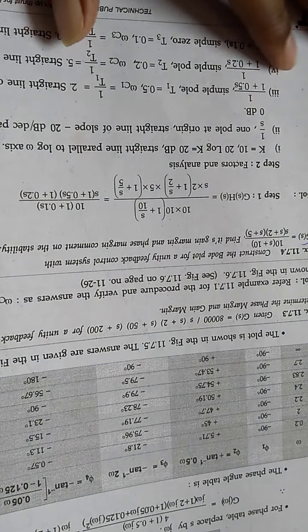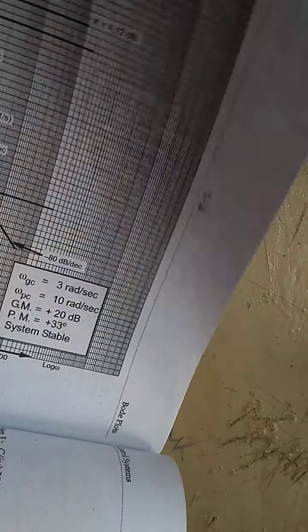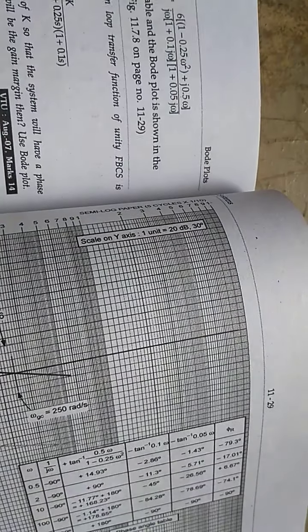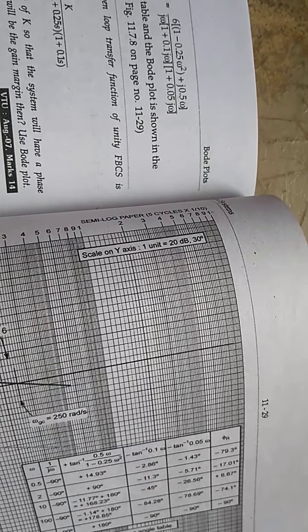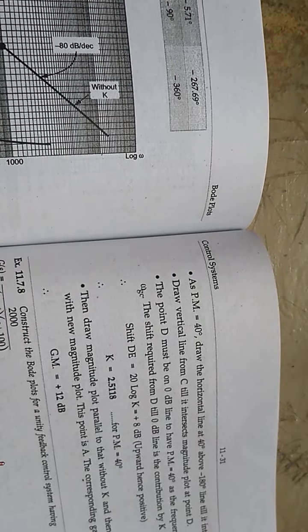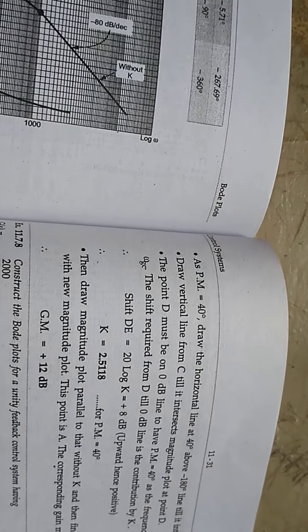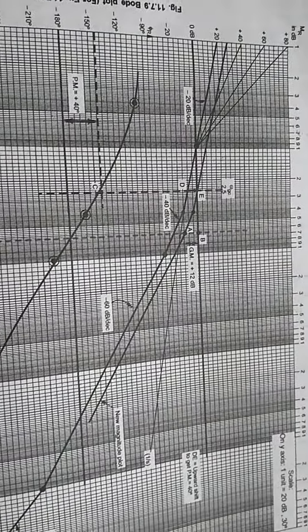This is problem number 3. Find the value of K. You will get the values. So draw the Bode plot which is shown in the figure. Here, this is the nature of the graph.